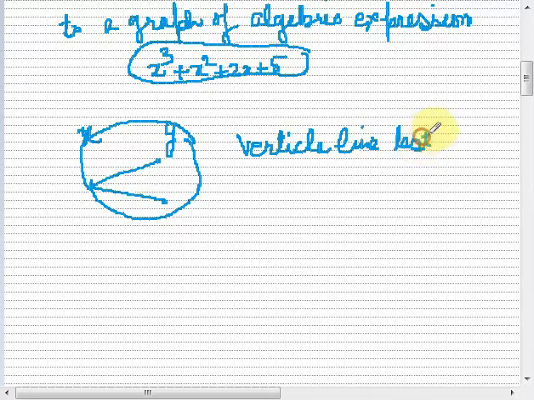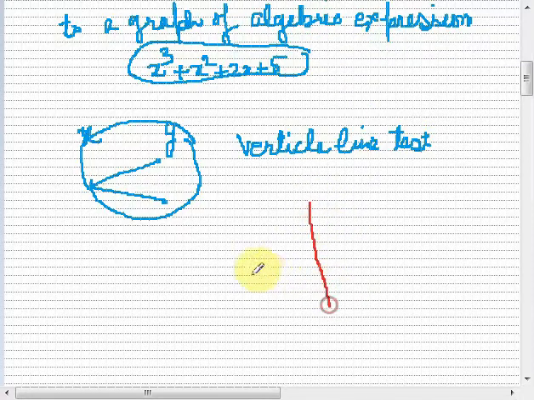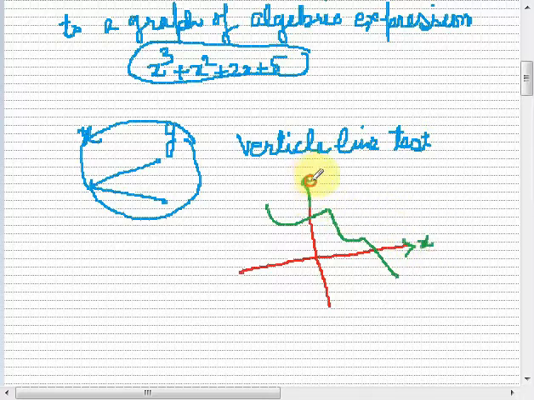What is this vertical line test? Suppose this is a graph of a function. This is the xy axis, and the graph of the function is just like that. This is the x-axis and this is the y-axis. Now we plot vertical lines parallel to the y-axis like this I have drawn. If these vertical lines cut the graph at 2 points, then what will happen?